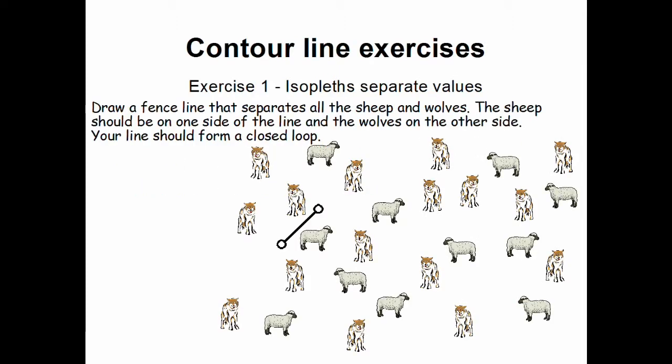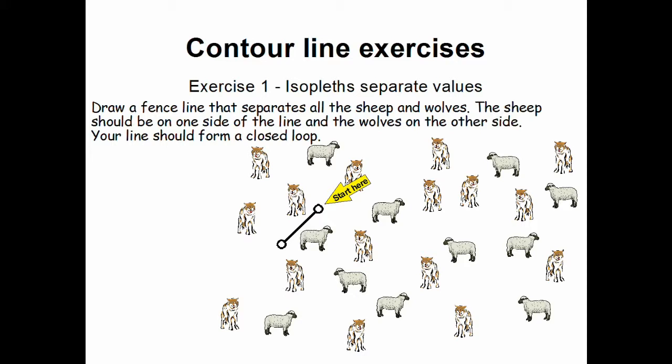Alright, here's exercise number 1. There is a function of an isoplex or contour line. By the way, isoplex means something of equal value. What happens is an isoplex or contour line has a function. The function will be that it will separate two values. Now, here's a piece of a fence where it says start here, and your job will be to separate two values, in this case, wolves and sheep.